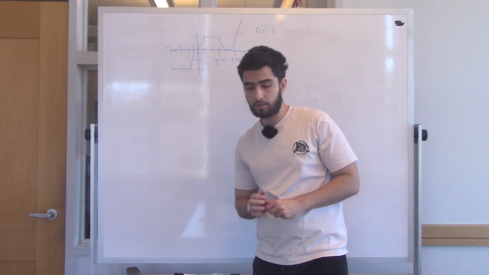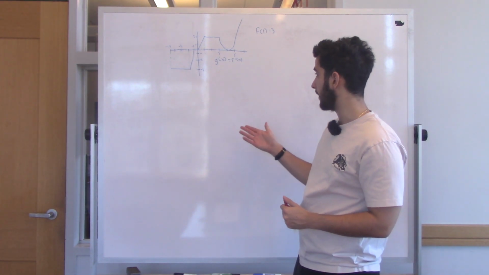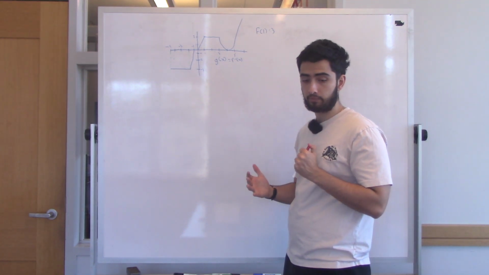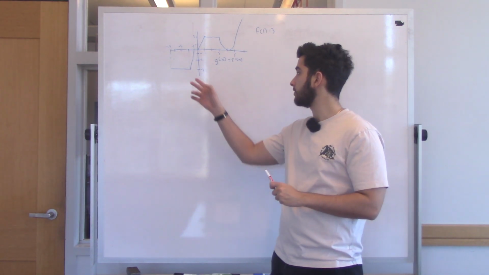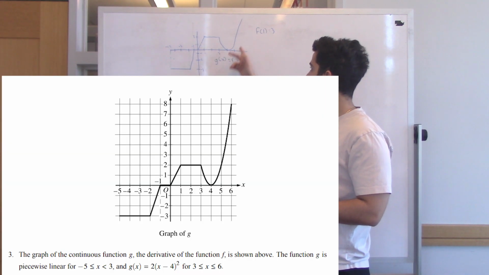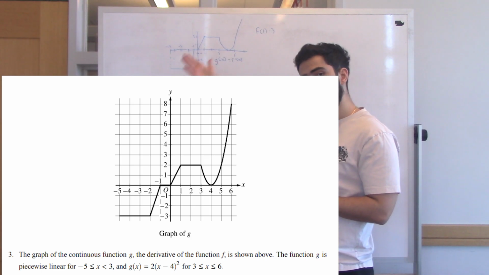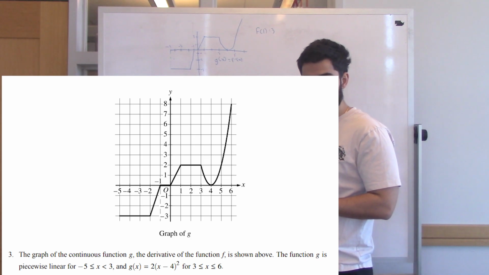Alright, this third FRQ gives us some function and its graph, g. We're also told that this graph also represents f prime. And it's pretty much linear parts and then a quadratic. I'll probably throw up the PDF here just so you can see it nicely.